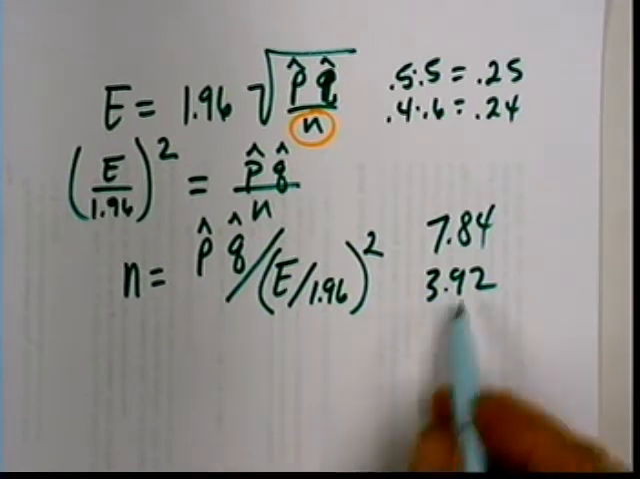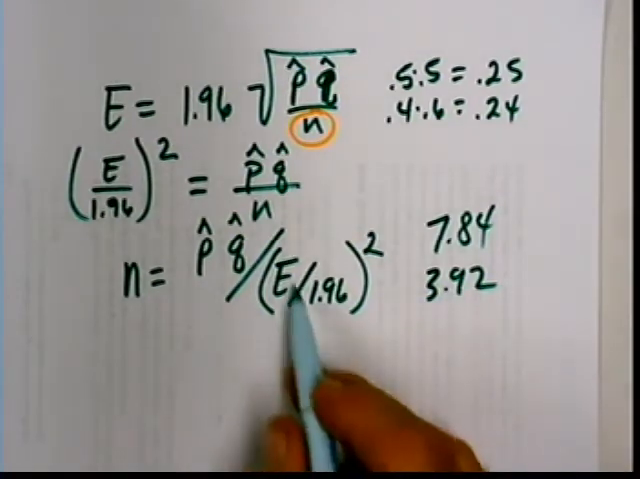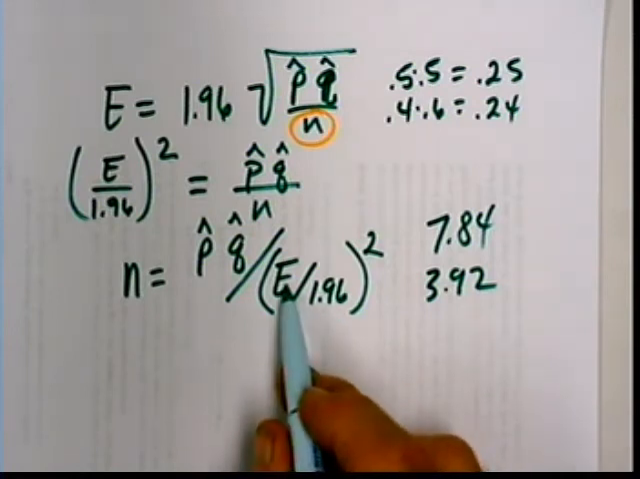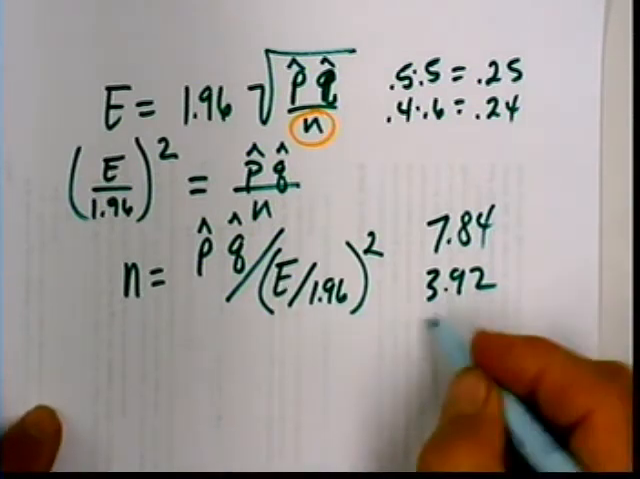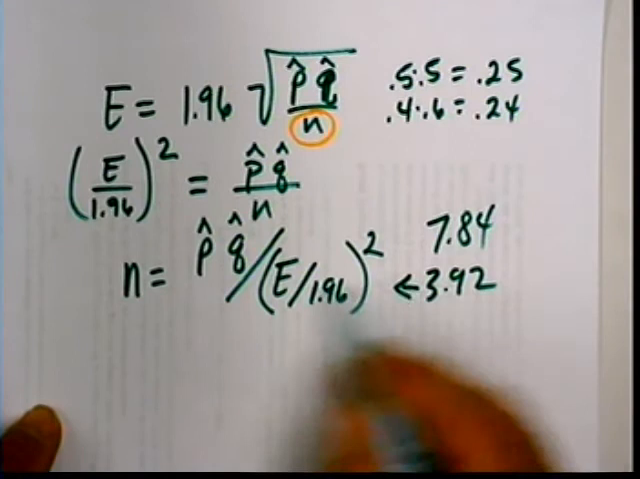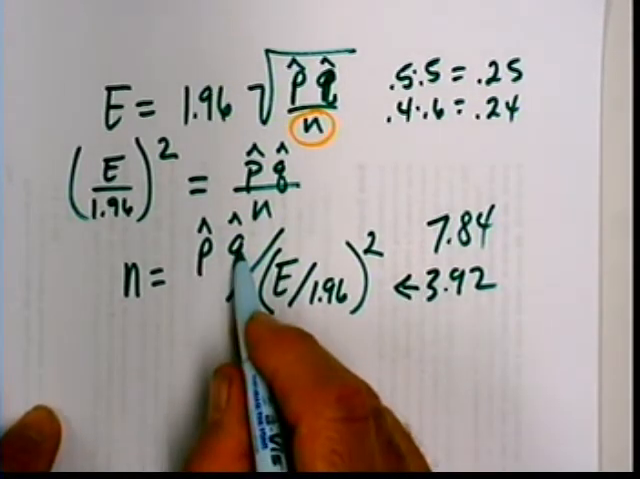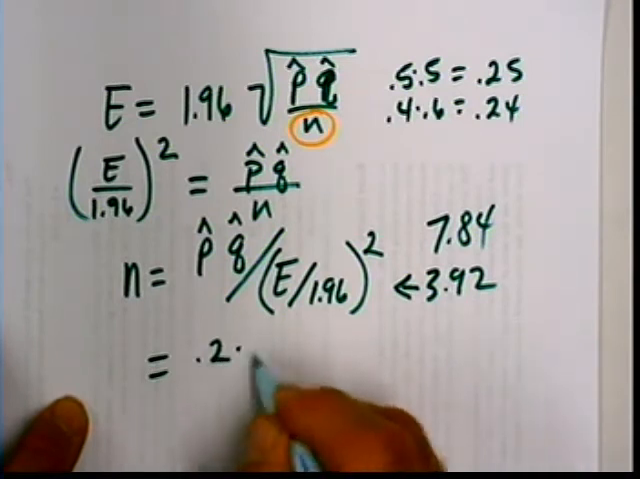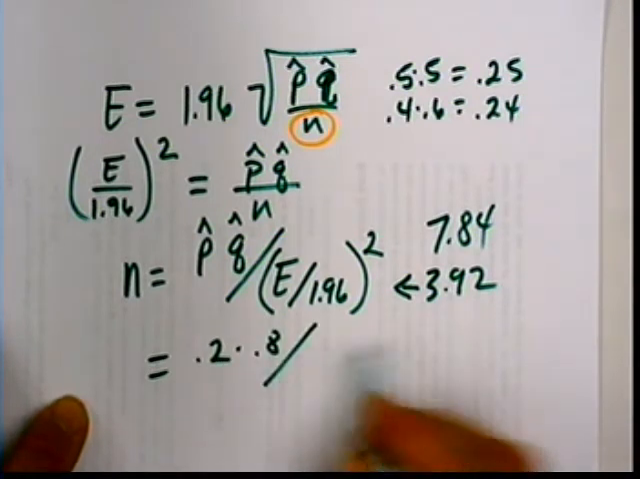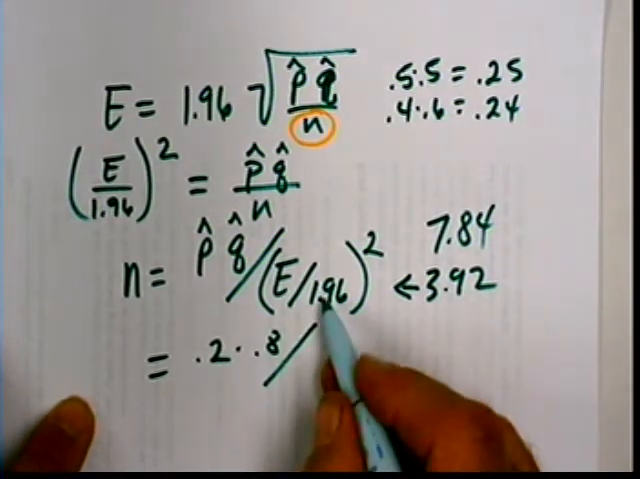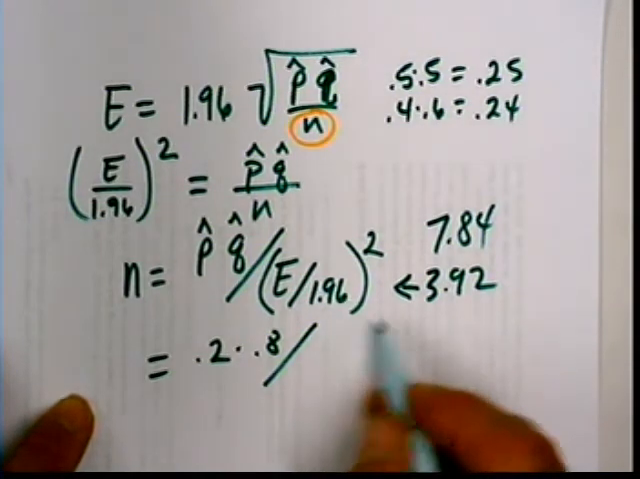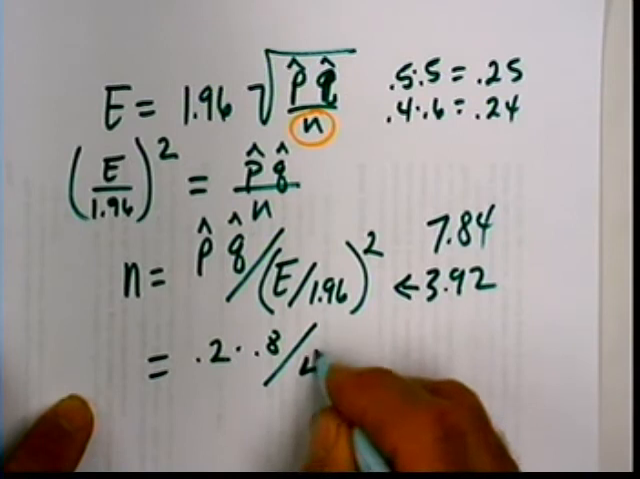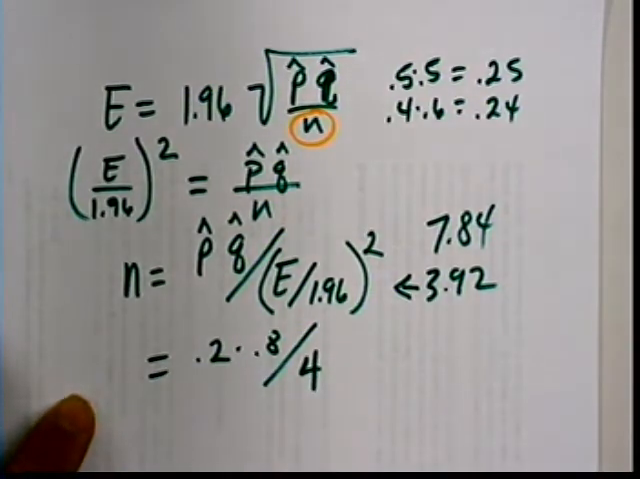So remember that was the measurement of E here. So let's just plug this value in for E. We know these values, they're 0.2 and 0.8. So that's going to be 0.2 times 0.8 divided by 3.92 over 1.96. You can divide that out. That's going to be a 2, or rather 0.02, and square that.